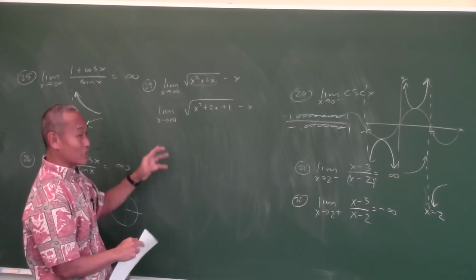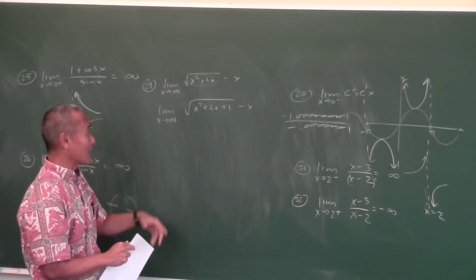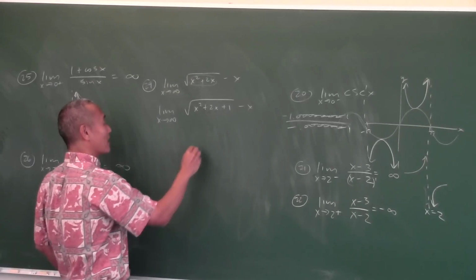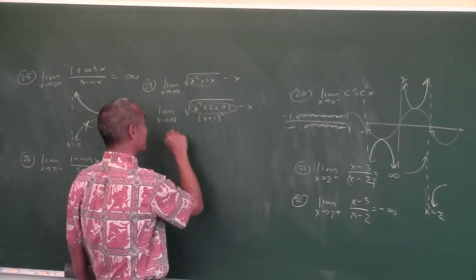Like if x is approaching 0, you couldn't do that. But since x is approaching infinity, you can do that. Now why would I want to complete the square? Because that is x plus 1 quantity squared.